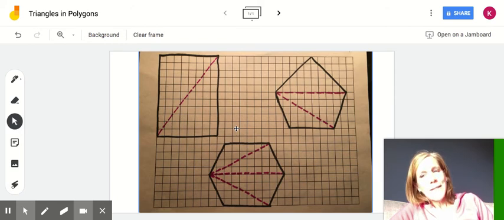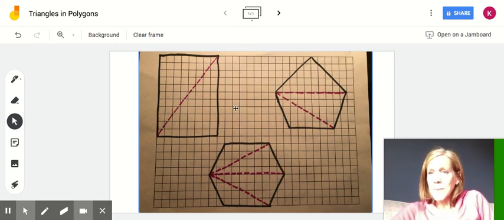Shapes are amazing. So if you can, get your own grid paper, draw a few shapes and see what you come up with. I think geometry is so fun.